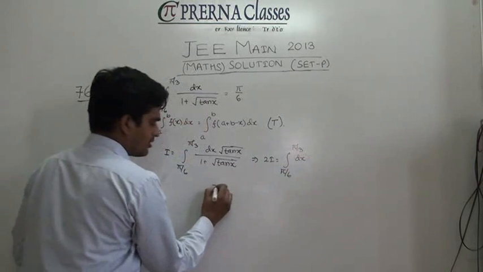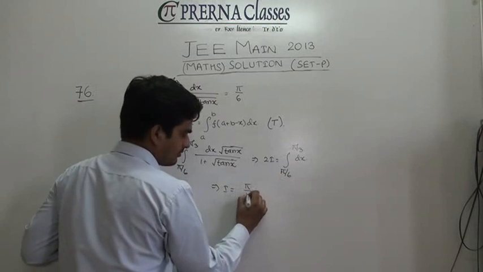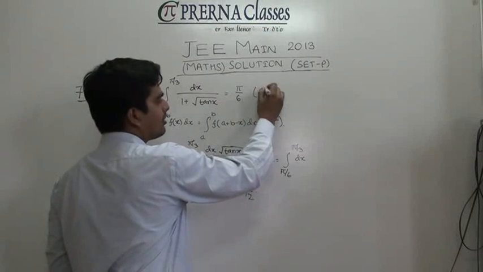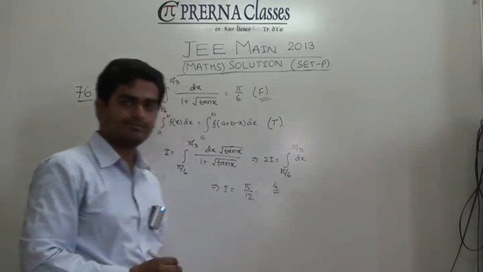this only, which is going to give you the value of I as pi by 12, not pi by 6. So this statement is a false statement, which implies that the fourth option is correct.